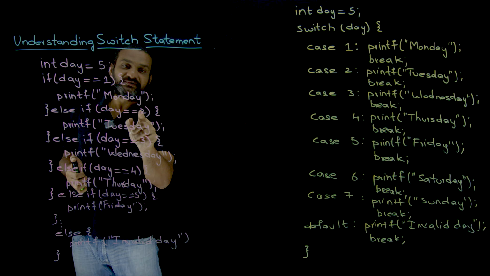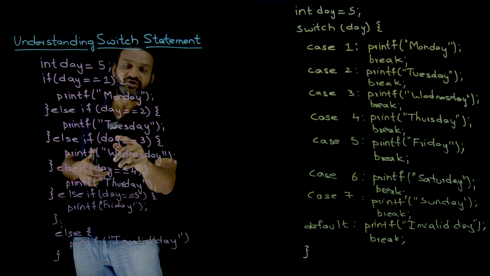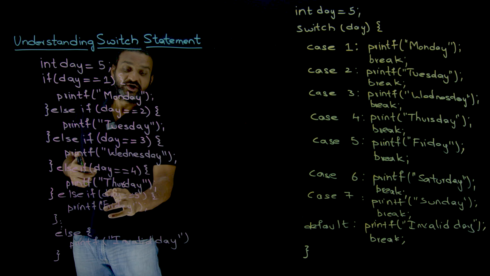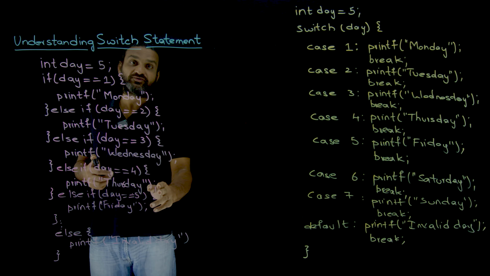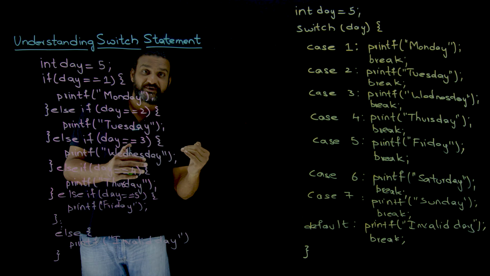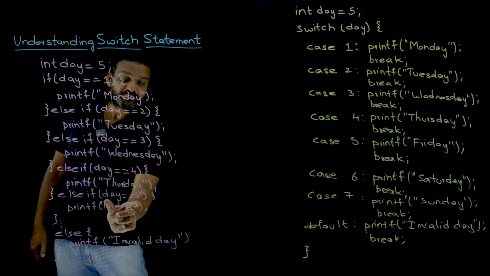Now the second comparison, the second evaluation of the expression, is done. Is it equal? No, it is not. Is it equal? No, it is not. For day, 5 is equal to 4? No, it is not. 5 is equal to 5. Is it true? Yes, it is true. So this is where we are going to stop our expression evaluation and we are going to print Friday.